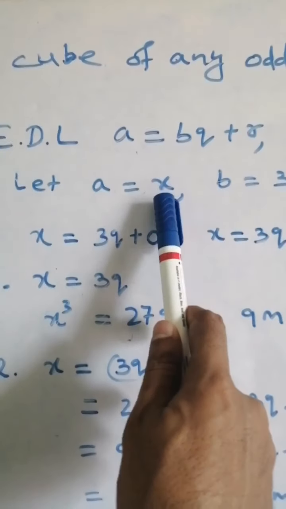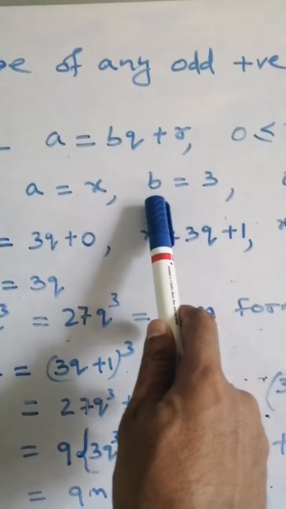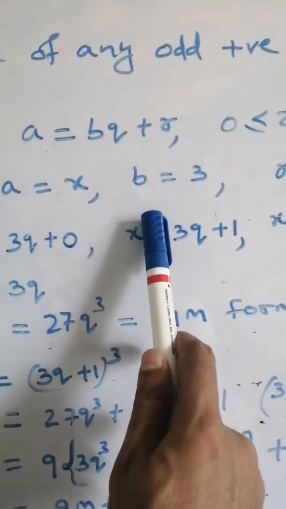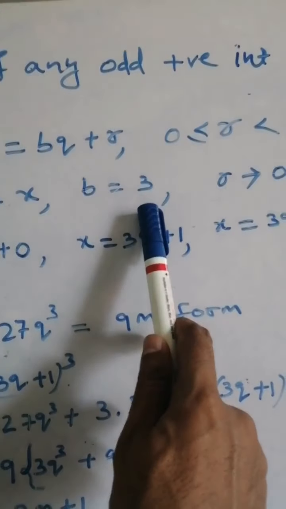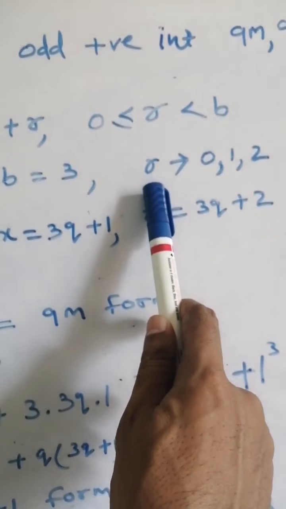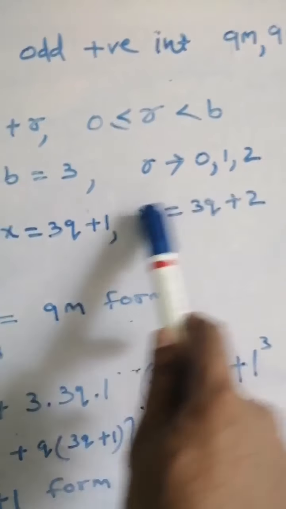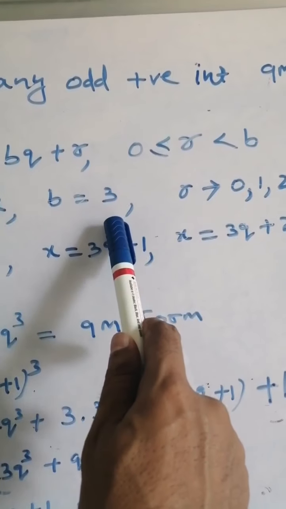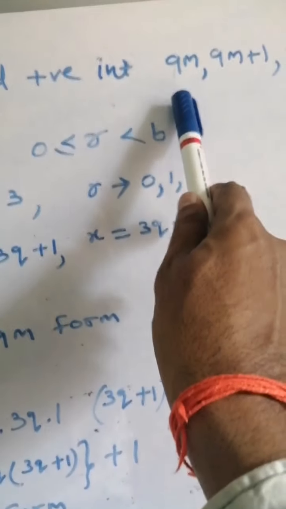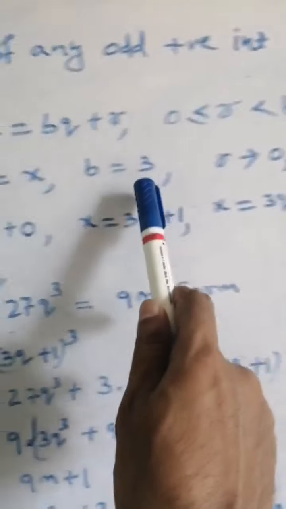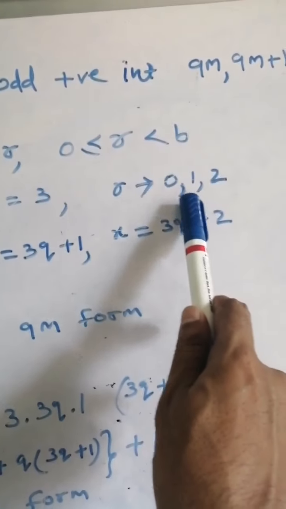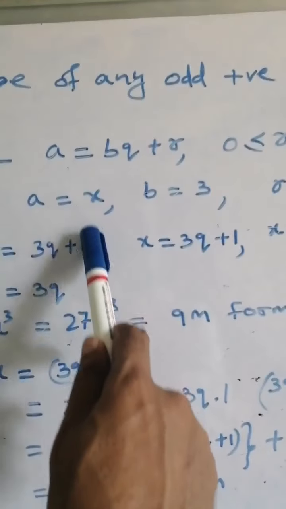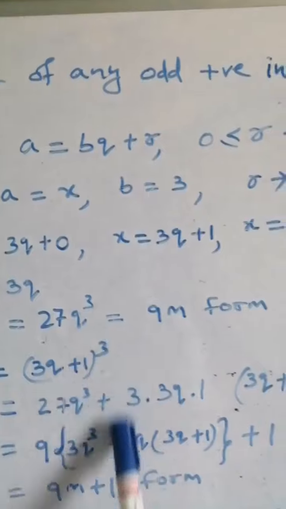Let A be equal to x, the given number we have taken. B is equal to 3. Here we need 9, but I have taken 3 only, because when B is equal to 3 the possible remainders are less than 3, that is 0, 1, 2, and we will get the cases. When we cube, 3 cubed is 27, and from 27 we can get the factor 9. But if you take 9, you will get remainders 0, 1, 2, 3, 4, 5, 6, 7, 8. So we have a number of cases and very tedious work for analyzing all the cases.